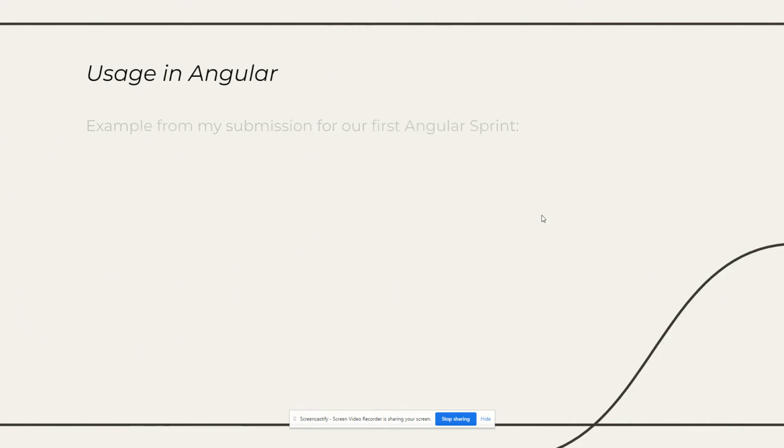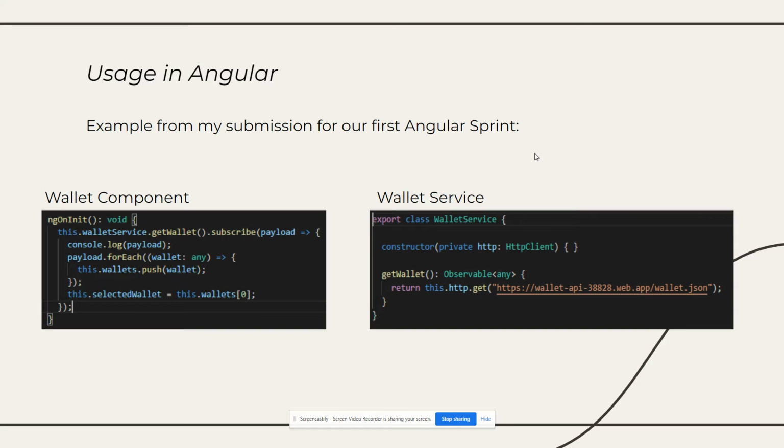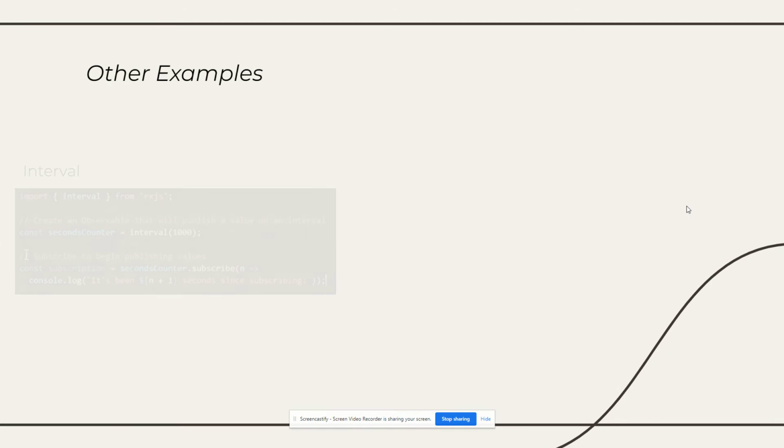So usage in Angular. This is an example from my submission for our first Angular sprint. We have the wallet component and the wallet service. Wallet service is going to be calling this getWallet method right here, which returns an observable from this http.get, which is going to be returning an observable asynchronously from this address right here. So basically, what happens with that is it's asynchronous. Once it finally gets the data from here, this observable.subscribe is going to trigger, and you're going to have the payload. So basically, once you subscribe to it, you're waiting for this to change and get what you're looking for. In this case, our data from that.